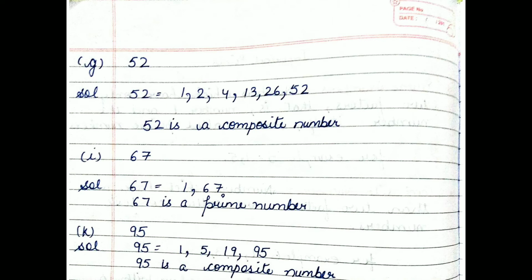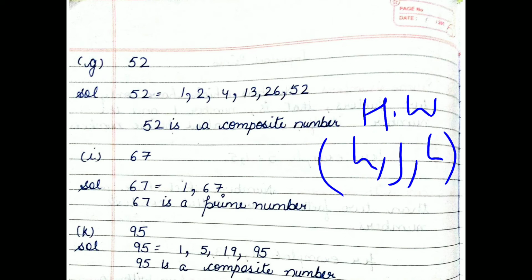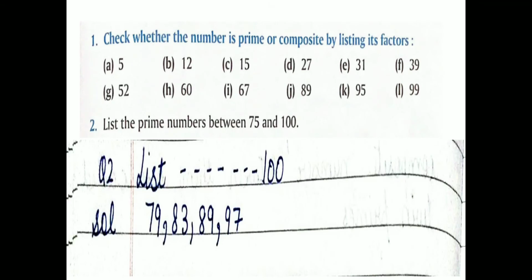Clear, students? Now till now, the H, J and L parts are left. So that is the homework for you. Clear? H, J, L parts. Which ones are left, that is the homework of question 1 of activity 4. That one you have to do by yourself. Clear? Only 3 parts I have given.